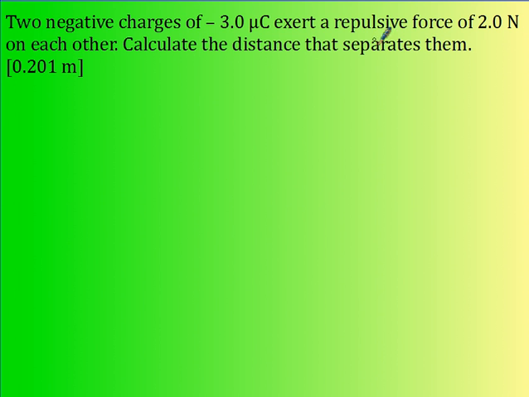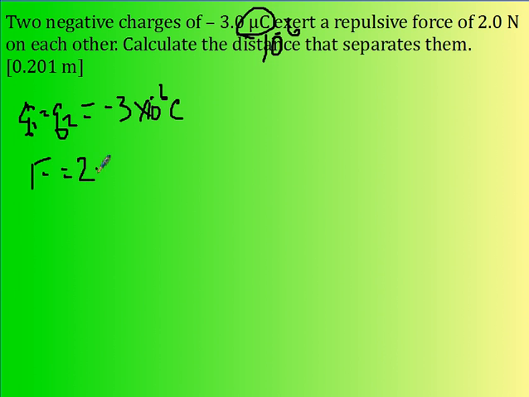Now I have two negative charges of negative 3 microcoulombs. Q1 is equal to Q2 is equal to negative 3 times 10 to the negative 6 coulombs. You need to be able to do that conversion. That's a micro, and it means 10 to the negative 6. And it has a repulsive force of 2 newtons. Now remember, don't worry about the signs. We'll just look for the magnitudes here.